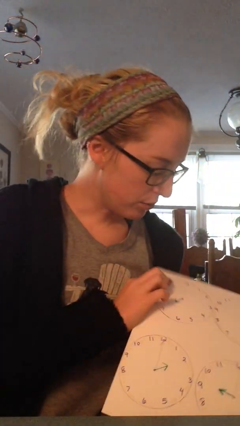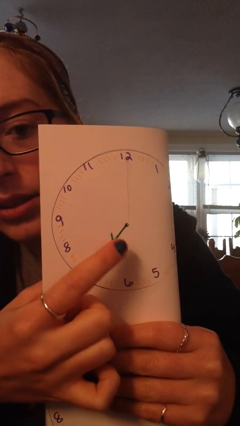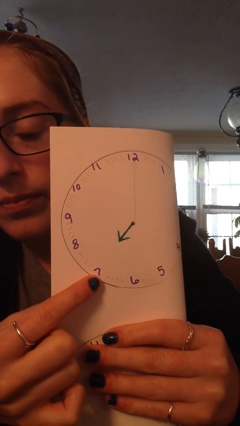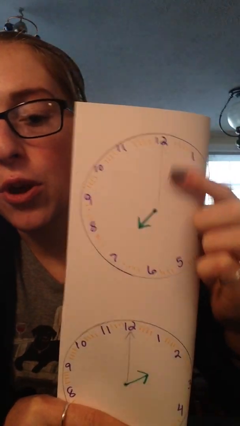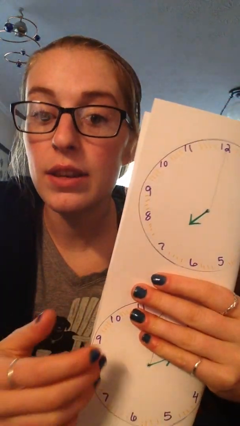So let's look first at this one. What is the hour hand pointing at? At the 7. So there's no minutes past the 7, which means it's what time? 7 o'clock. And that's what it's going to want you to write.